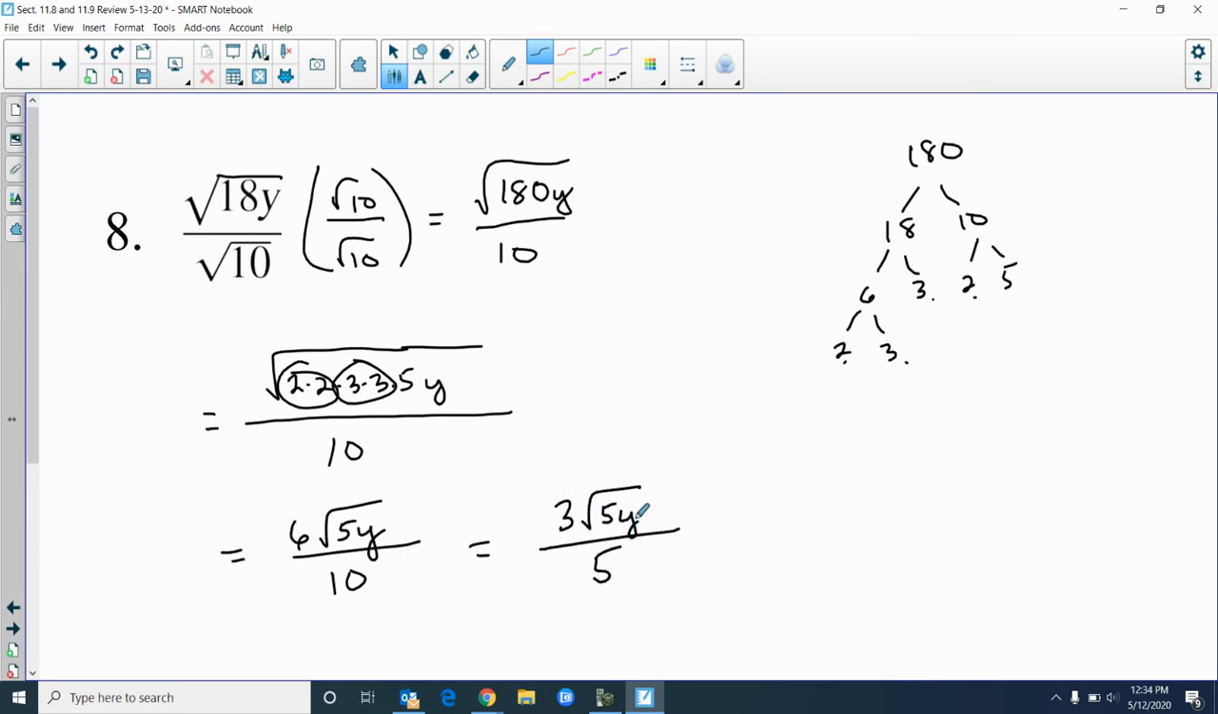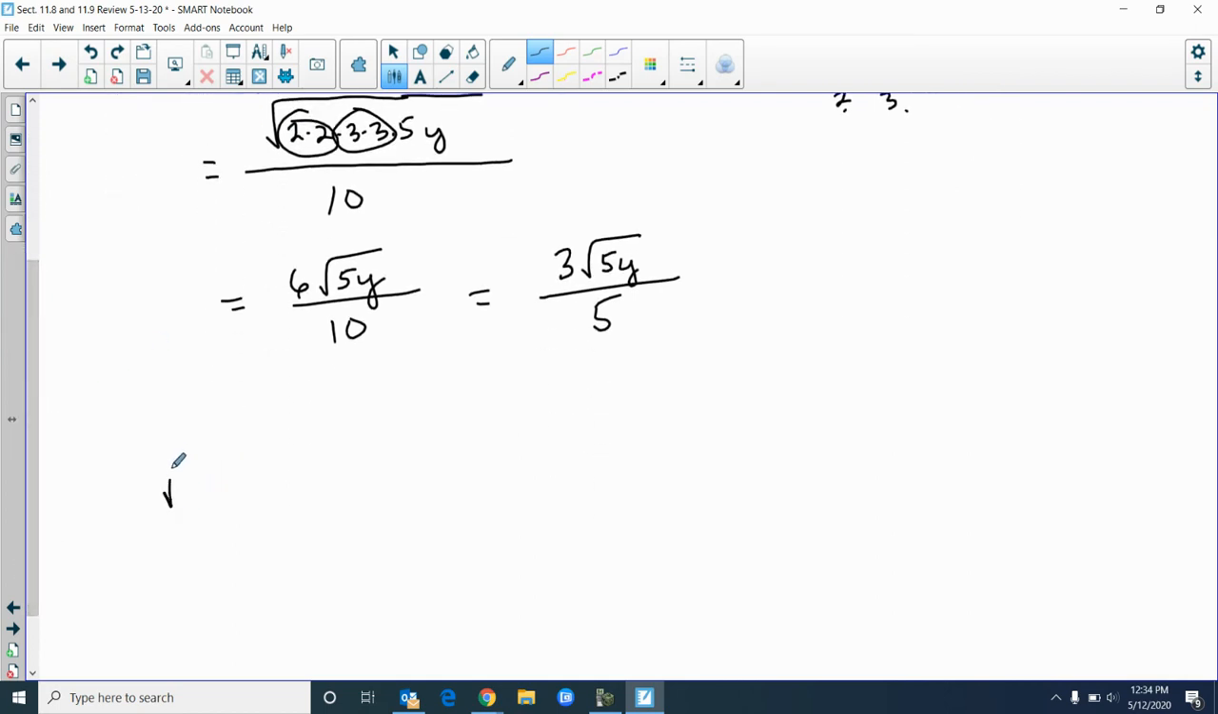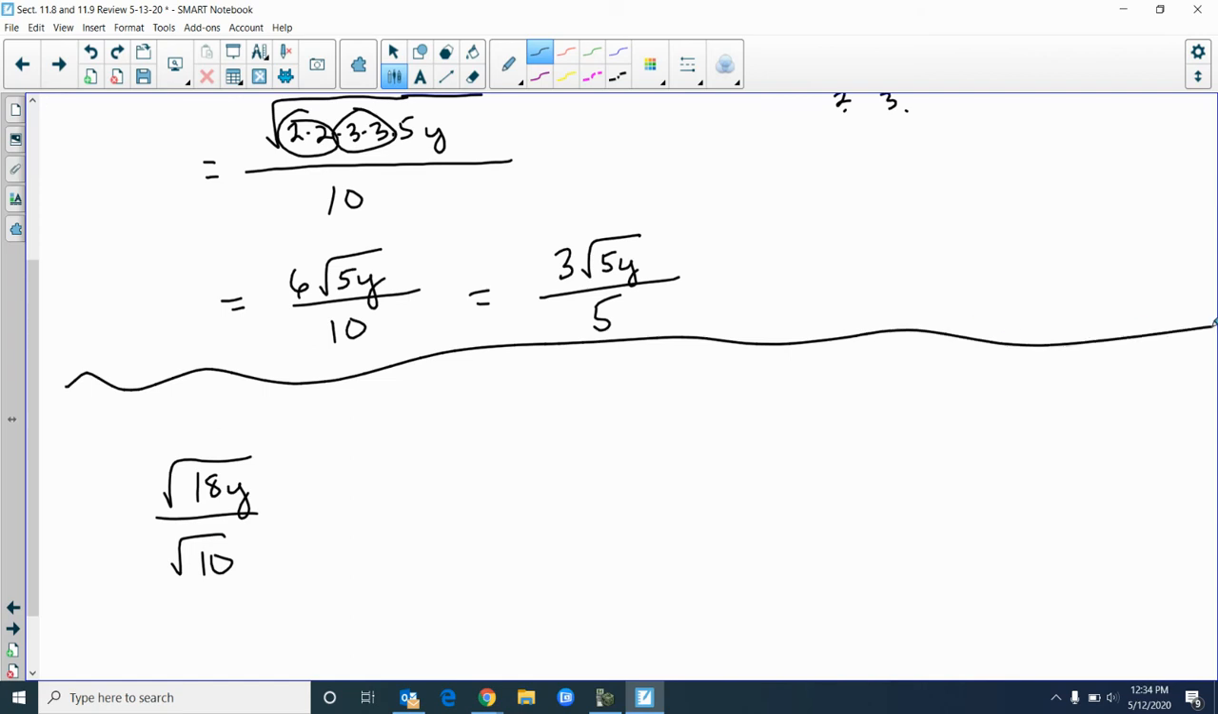So this final answer is 3 square root of 5y over 5. Now if you do it this way, perfectly fine. You'll get the right answer. Just want to show you something. Square root of 18y over square root of 10 can sometimes be a little bit easier depending upon how you view things. If in your original problem you have something that can reduce, sometimes it helps to reduce it before you multiply by anything.